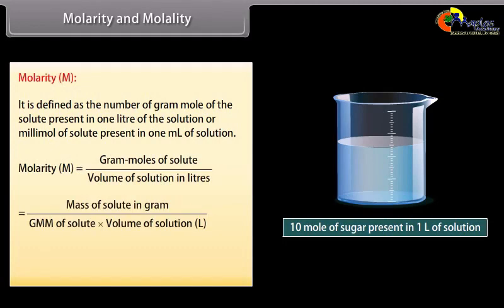Mathematically, molarity is represented by M is equal to Wb in grams divided by the product of gram mole mass of B and volume of solution in liter. A solution having molarity 1 is called molar solution.